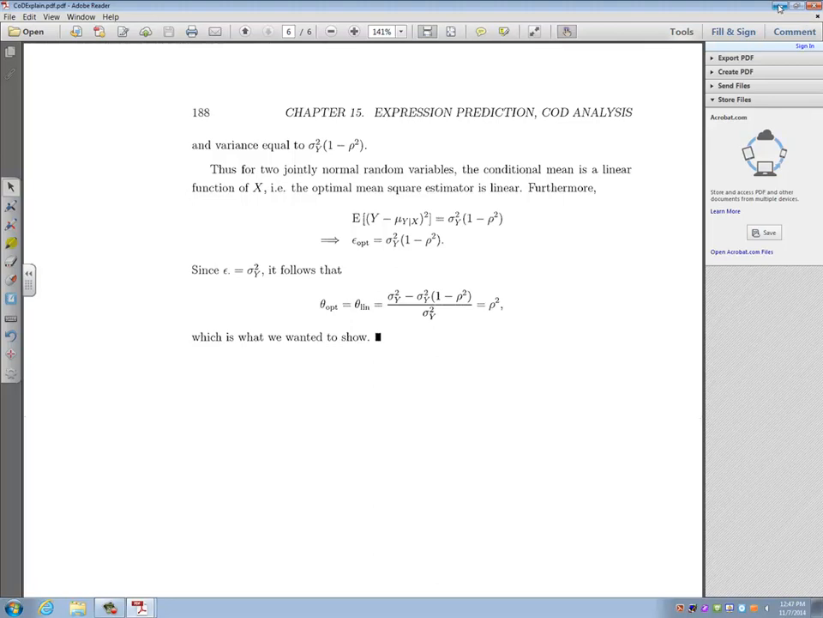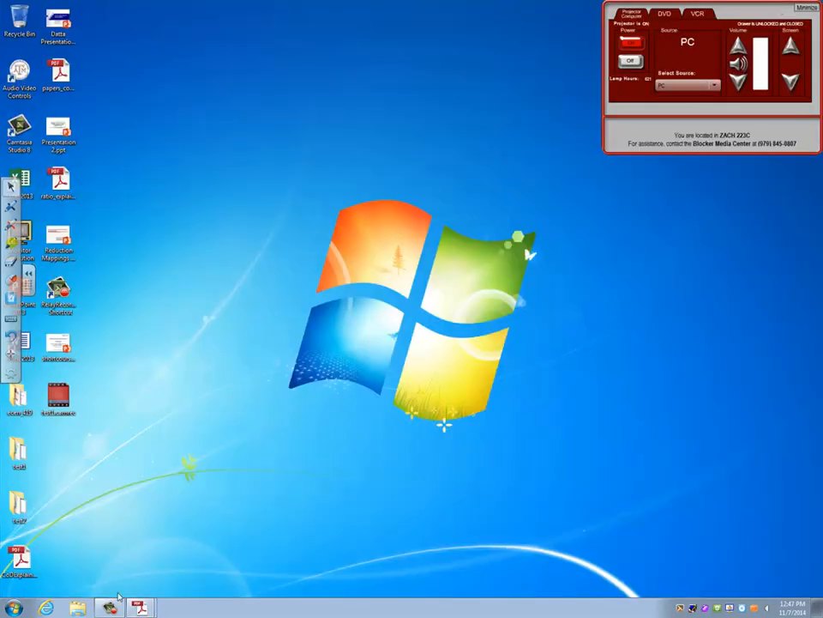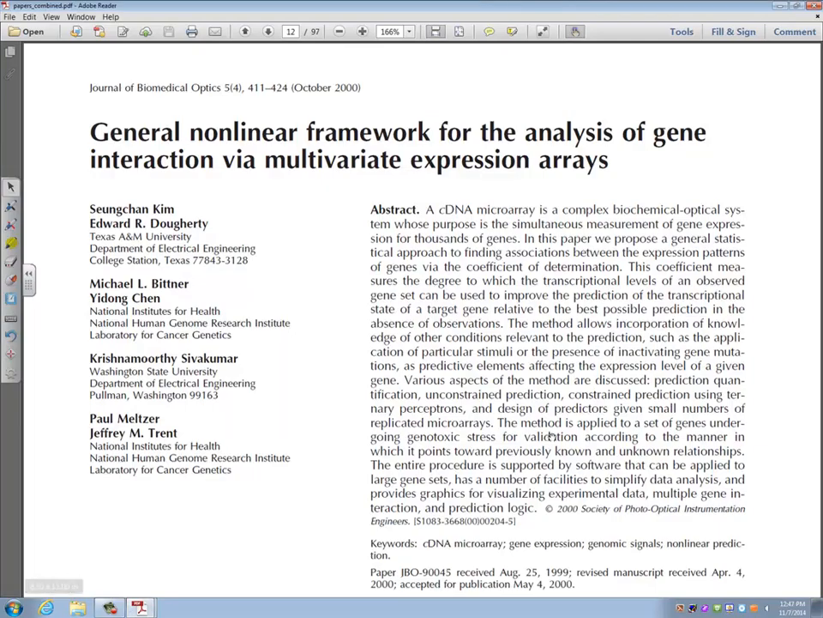Okay, if there are no questions, then we are now ready to go ahead and discuss the COD paper. I believe you already have a PDF file of this paper. This paper is basically concerned with the general nonlinear framework for the analysis of gene interaction via multivariate expression arrays. Here you have looked at gene expressions across different conditions, and you're trying to find out relationships between genes, which gene is related to a particular gene. So if you have a target, which are the best predictors for that target?